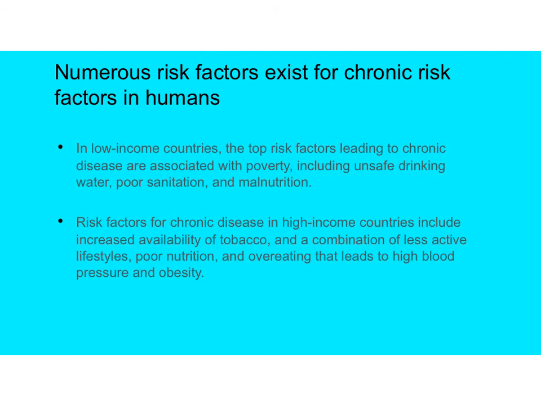In low-income countries, the top risk that leads to chronic disease is usually associated with poverty, and that also includes underweight children, unsafe drinking water, poor sanitation, malnutrition. We've looked at some of these factors that contribute to malnutrition, including political upheaval and even the high cost of fossil fuels, which basically lead to increased food prices. And another example would be poverty leading into chronic disease.